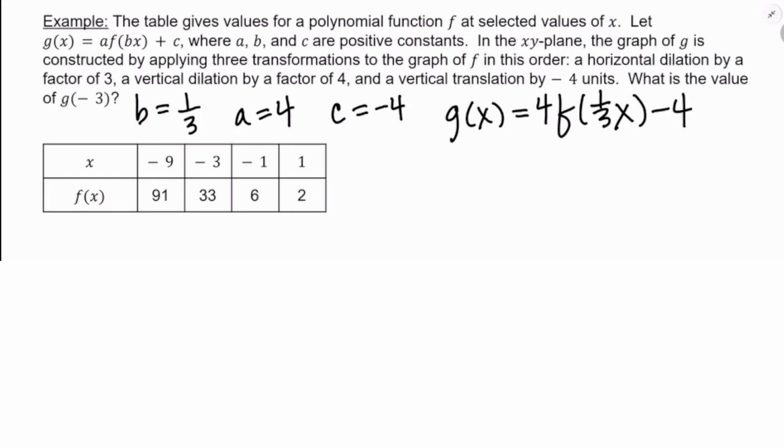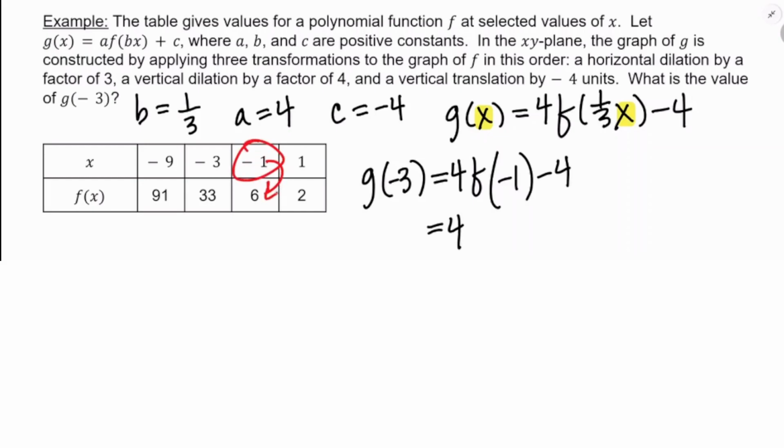Okay, as a result, if I'm taking G of -3, I'm going to be interested in f of -1, I think. So I'm going to say, g of -3 equals 4 times f of 1/3 of -3, which is -1, minus 4. So it's going to be 4 times f of -1, which is 6. So that's 4 times 6 is 24, minus 4, and that's going to equal 20.